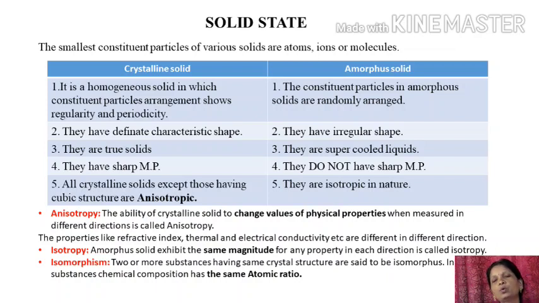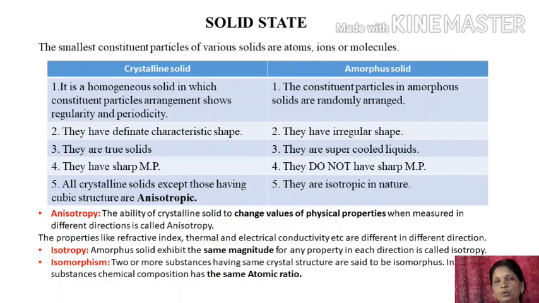So let us discuss what is meant by anisotropic and what is meant by isotropic. Anisotropy is the ability of a crystalline solid to change the values of physical properties when measured in different directions. Properties like refractive index, thermal and electrical conductivity are different in different directions in a crystalline solid. Isotropy is shown by amorphous solids. Amorphous solids exhibit the same magnitude for any property in each direction, which is called isotropy.